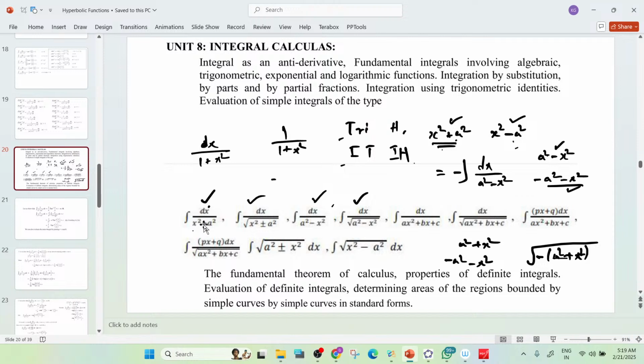Also, 1 by 1 plus x square, you know it is tan inverse x. What about 1 by 1 minus x square? You just check all the six. You have six inverse trigonometric and six inverse hyperbolic. Be careful and check all the six. 6 plus 6.